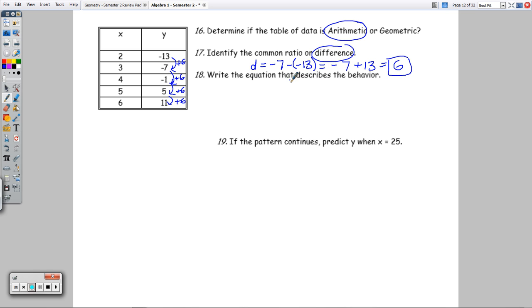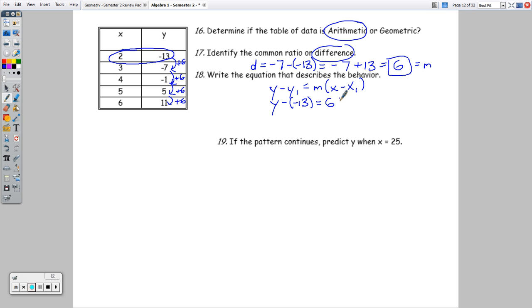And then an equation that describes that behavior. Here we can use point slope form now. So my common difference is like my slope. And so I would plug values in. I'll go with this point right here. I could pick any point I wanted to. As long as the x and the y are matching, I'll get the right equation. So y minus y1, the one I picked, would be negative 13. And then 6, x minus 2.